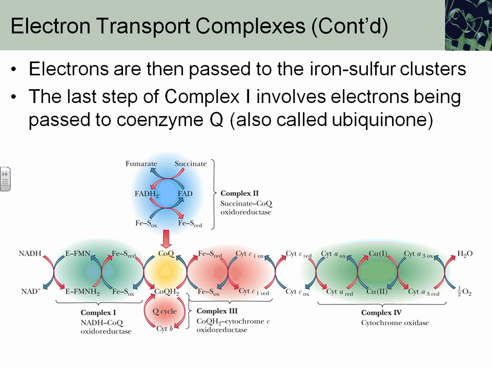Complex 4 is a collection of several different cytochromes that take turns completing oxidation reduction reactions to carry the electron through the complex. At the end of complex 4, the electron is combined with an oxygen to produce a water molecule. This seems like a very long, drawn-out process, but it happens very quickly.